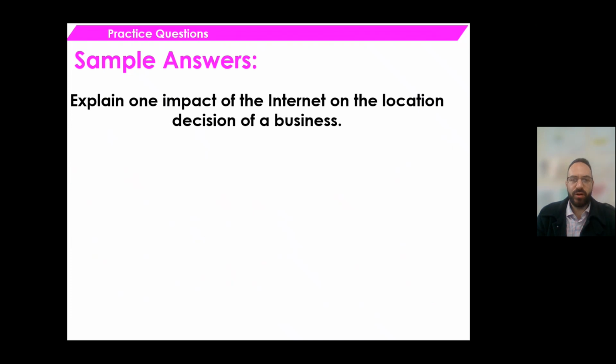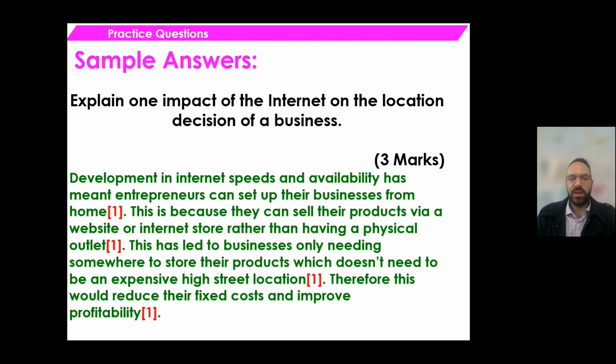Explain one impact of the internet on the location decision of a business. So this was a 3 marker. Development in internet speeds and availability has meant entrepreneurs can set up their businesses from home. This is because they can sell their products via a website or internet store rather than having a physical outlet. This has led to businesses only needing somewhere to store their products, which doesn't need to be an expensive high street location. Therefore, this would reduce their fixed costs and improve profitability.